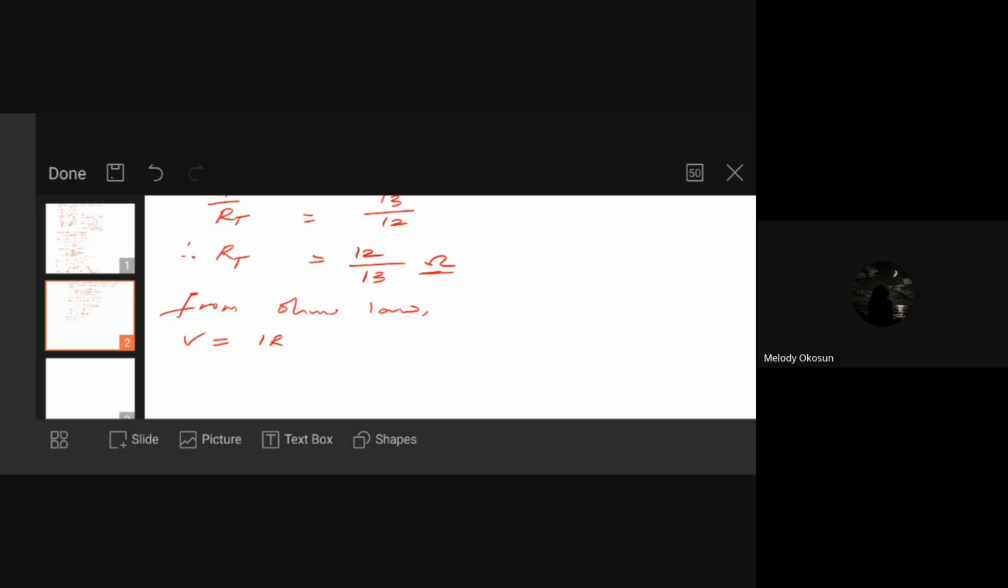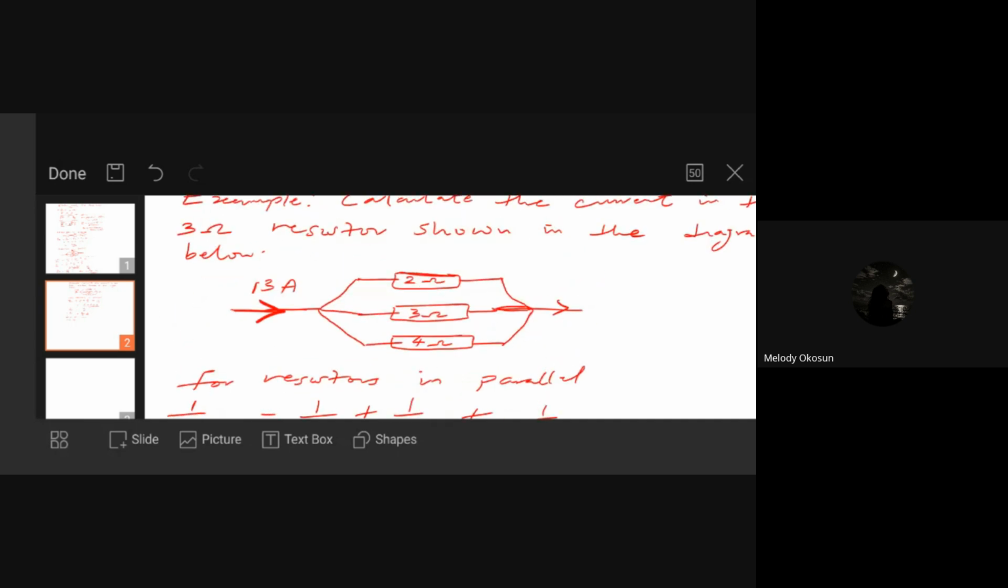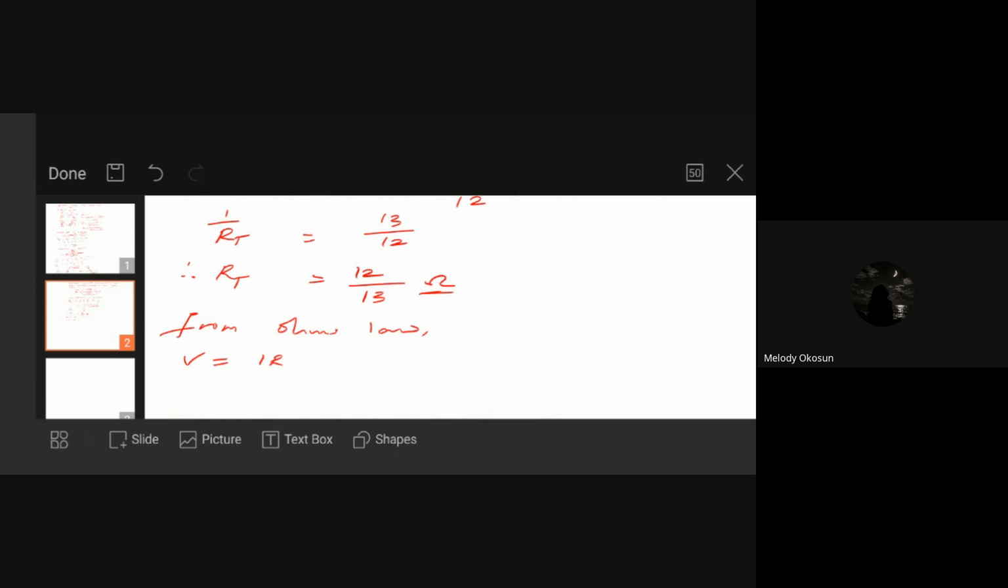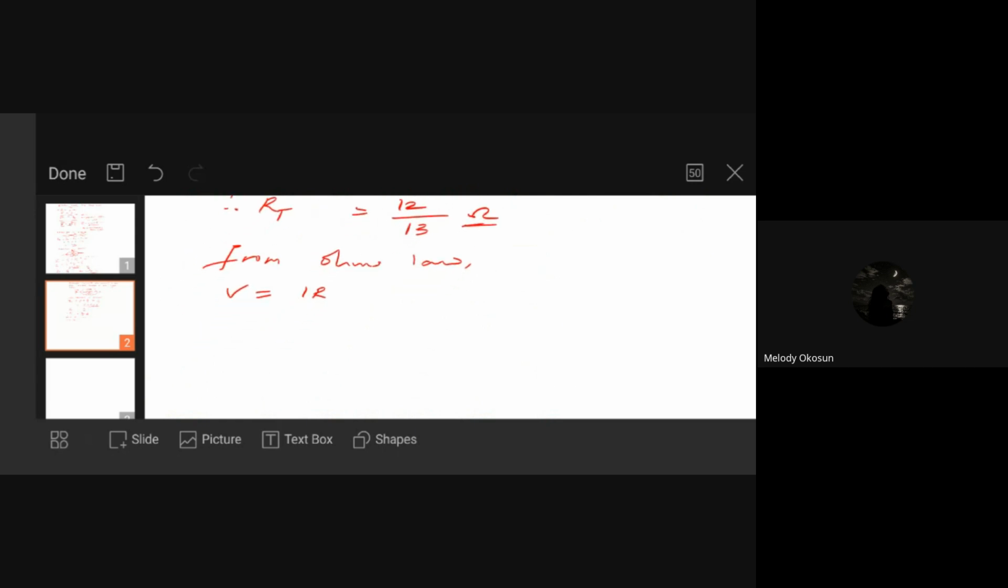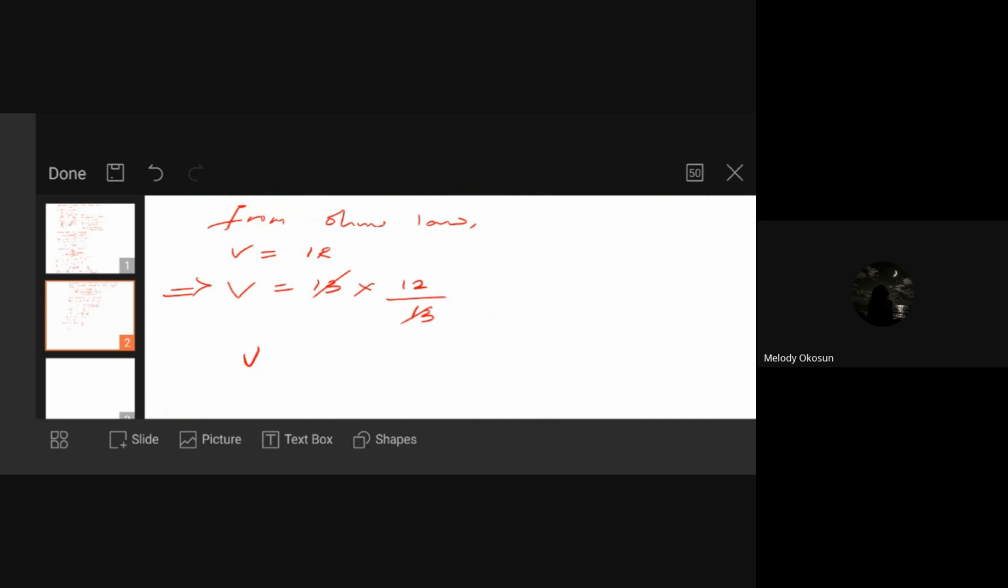All right. And from the diagram, let's go back to the diagram. They told us that the current flowing through the circuit, you can see that clearly, is 13 amps. So I'm going to represent the current with 13 amperes and my resistance with 12 over 13. So this implies that the potential difference V is equal to 13 multiplied by the resistance, which is 12 over 13. See, not changing it to decimal helped us a lot. So we can cancel out 13 with 13. It means that the potential difference V is 12 volts.